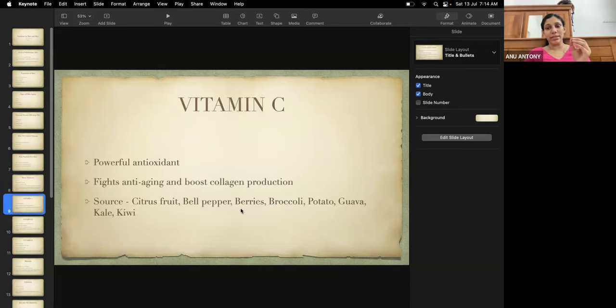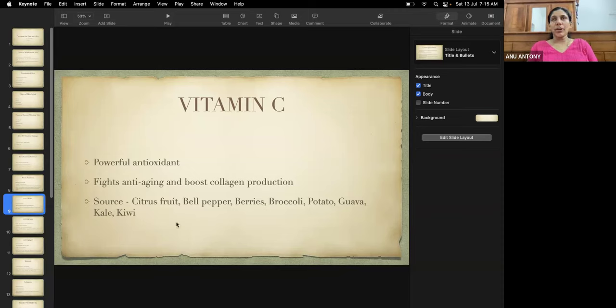Next one is vitamin C, the best and most powerful antioxidant. It helps with anti-aging and also boosts collagen production. See, collagen is needed for the plumpness and the shine of skin and hair. It helps with new cell growth. From our Ayurvedic view, the best source of vitamin C we always tell is gooseberry, Indian gooseberry, amla powder. So you can use a little bit of amla powder in your diet, or the amla fruit itself. Other sources are any citrus fruit.